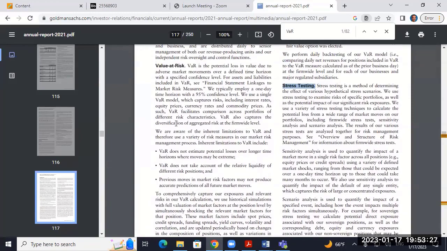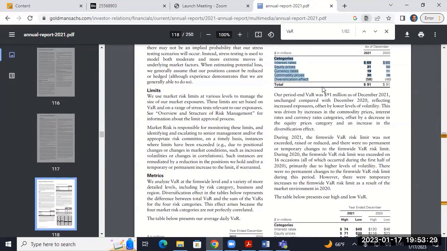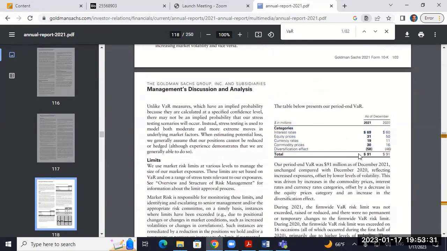Look how much they talk about these. And then they give you tables. There's Goldman Sachs value at risk right there. Interest rate risk, equity risk, currencies, commodity, and then we'll talk about the diversification. Then they have limits. The limit says you can't have more than 80 million of this. That's not a measurement, that's a mitigation. Limits are mitigation.